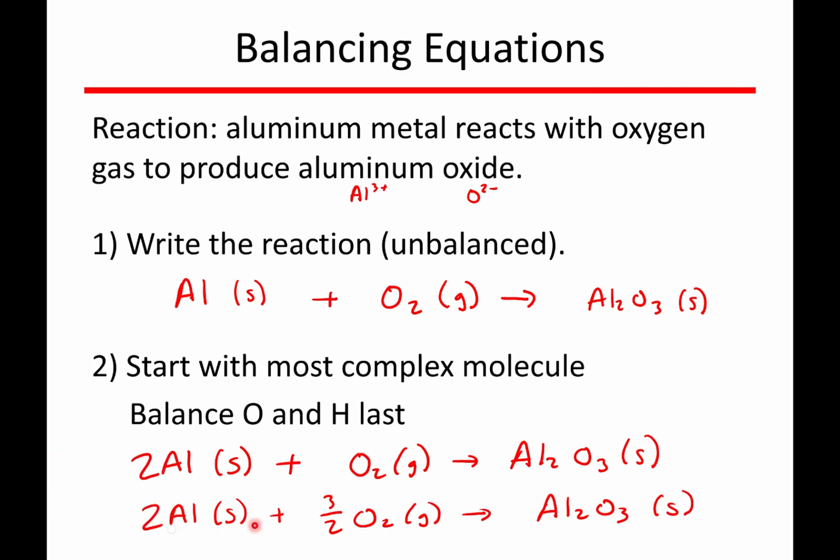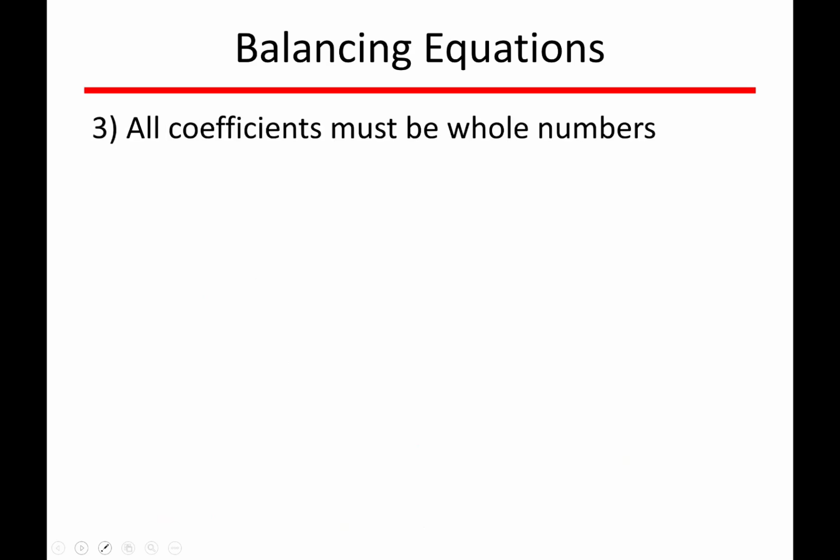We have 2 aluminums on the right and left side, and we have, 3/2 times 2 again is 3 oxygen atoms on the left side, and we have 3 oxygen atoms on the right side. So this is balanced. But there's a problem. We don't want to use fractional coefficients. So one more thing that we'll need to do is convert all of the coefficients into whole numbers. Let's think about how that would be done.